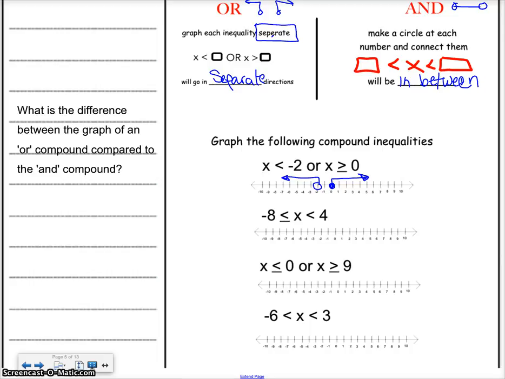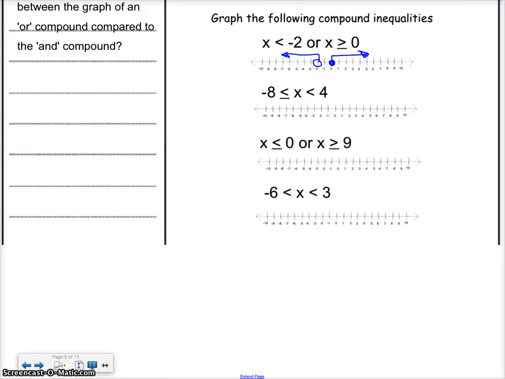Do you feel like you can do that? You can graph these? Yes. And you know if you smush them together or if they're separate directions? Okay. X is smushed in between here. That's an and graph. Here's how you graph those. So you put a circle at each of the numbers, -8 and 4. So -8 is right here. Do I color it in? Yes. And then I have another circle at 4. Do I color it in? No, and then it's smushed in between.